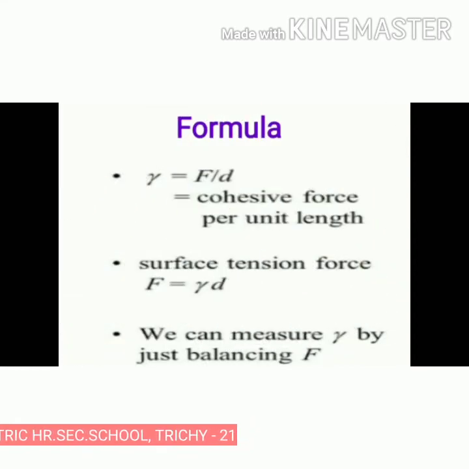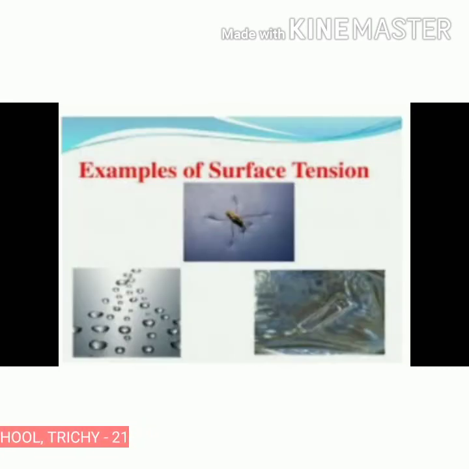The formula is gamma is equal to F by D. The surface tension force is F is equal to gamma D, the cohesive force per unit length. D is the length and F is the force. These are the examples of surface tension.